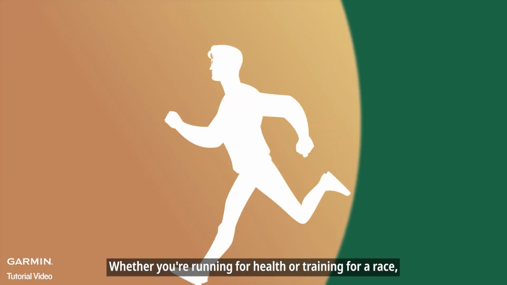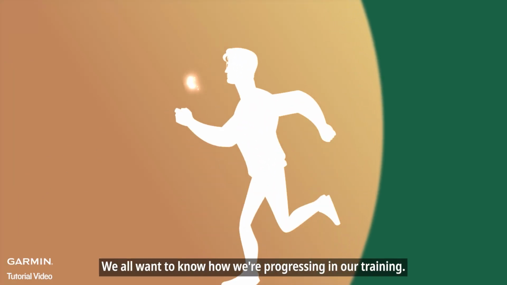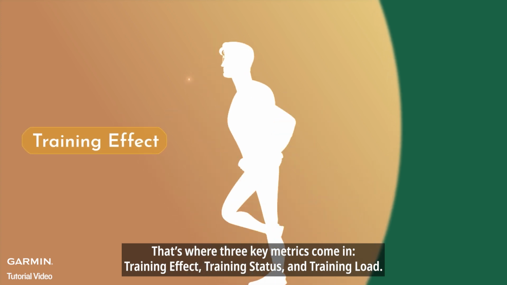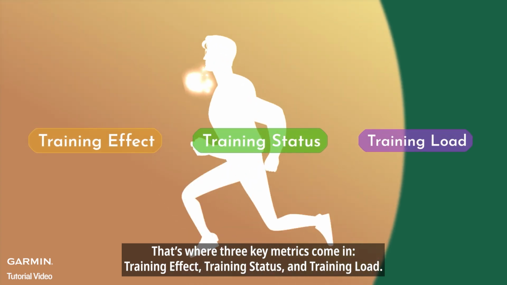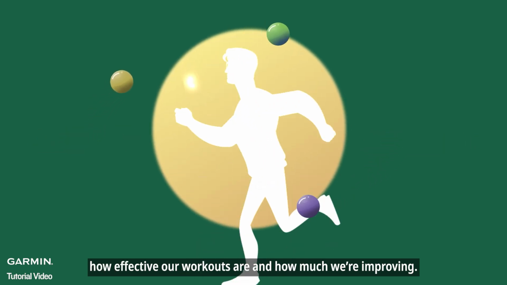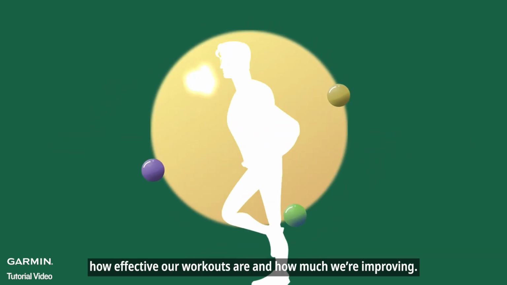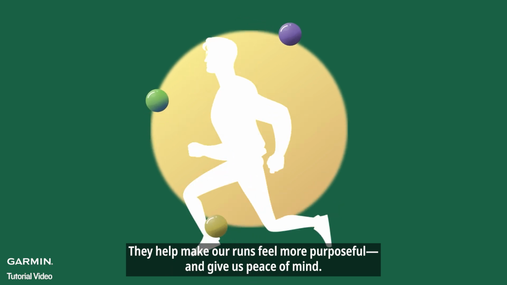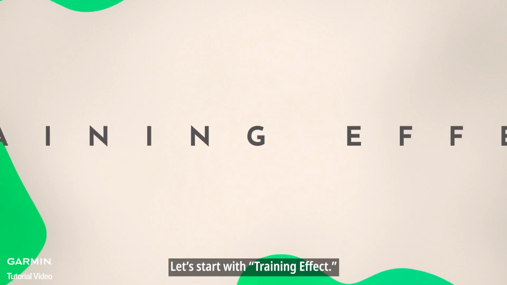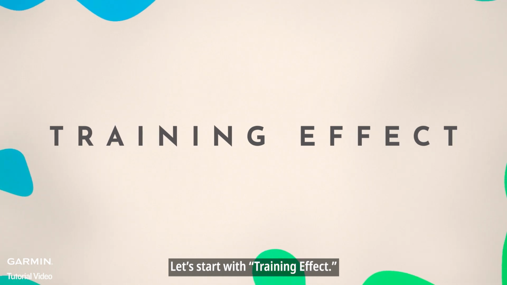Whether you're running for health or training for a race, we all want to know how we're progressing in our training. That's where 3 key metrics come in: training effect, training status, and training load. Each gives us a different perspective to better understand how effective our workouts are and how much we're improving. They help make our runs feel more purposeful and give us peace of mind. Let's start with training effect.